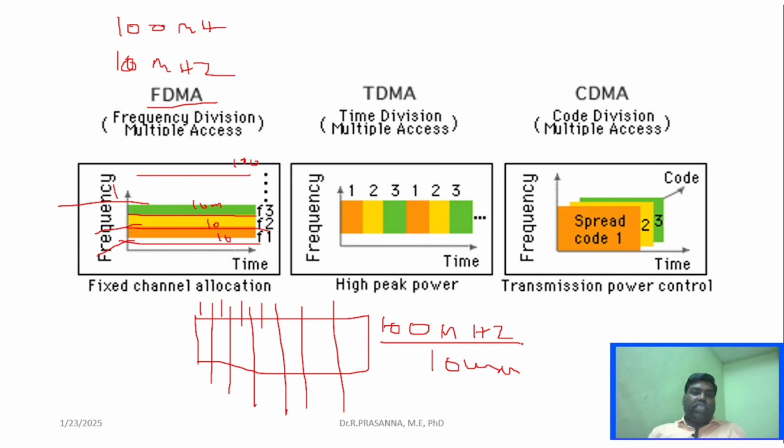But the disadvantage here is they can access only for a certain time. That is only for 1 hour in this example, right? And again, they have to wait for their turn. So that is the advantage and disadvantage of TDMA.